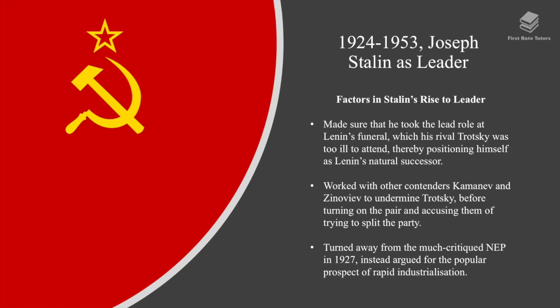Factors that led to Stalin's rise: he made sure that he took the lead role at Lenin's funeral, which his rival Trotsky was too ill to attend, thereby positioning himself as Lenin's natural successor. He worked with other contenders, Kamenev and Zinoviev, to undermine Trotsky, before turning on the pair and accusing them of trying to split the party. He turned away from the much-critiqued New Economic Policy in 1927 and instead argued for the popular prospect of rapid industrialization.